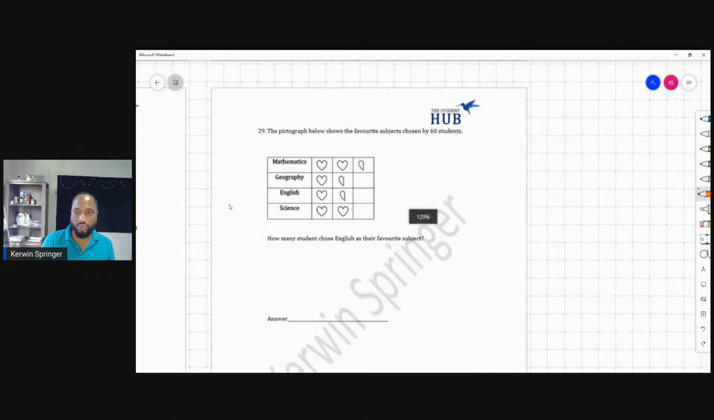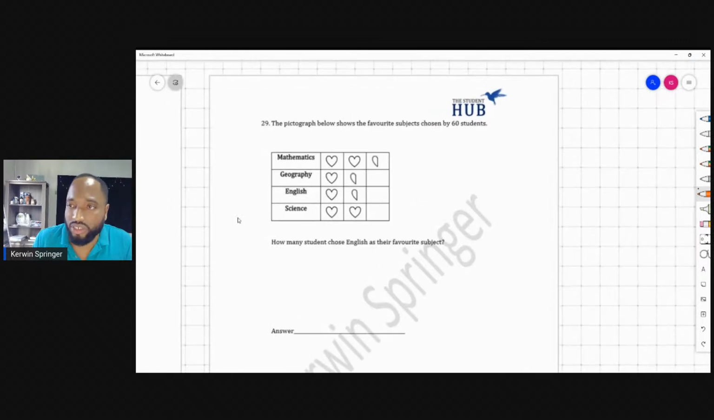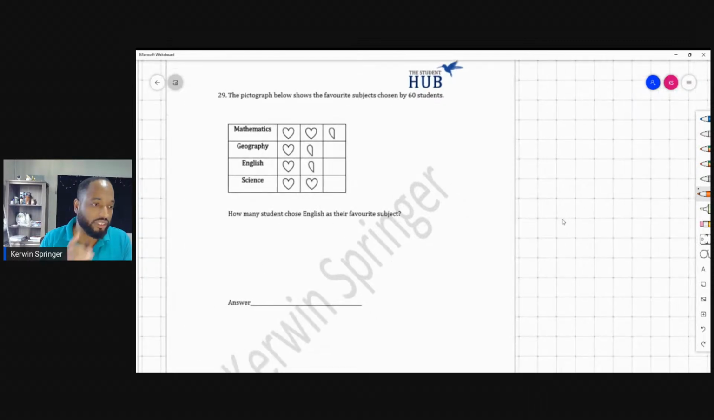Focus. The pictograph below shows the favorite subject shown by 60 students. How many students chose English as their favorite? The pictograph comes in 2 or 3 ways. This is one of the ways a pictograph can come. They can give you the number of students and no key. Notice there's no key.